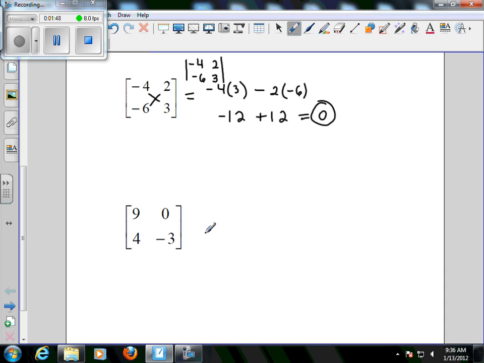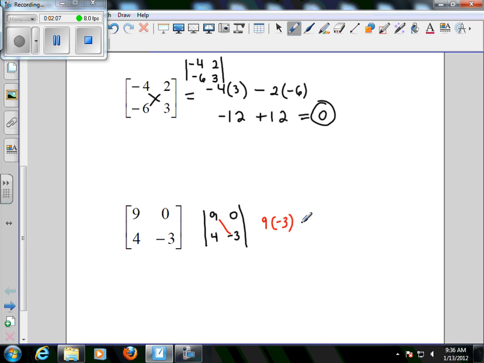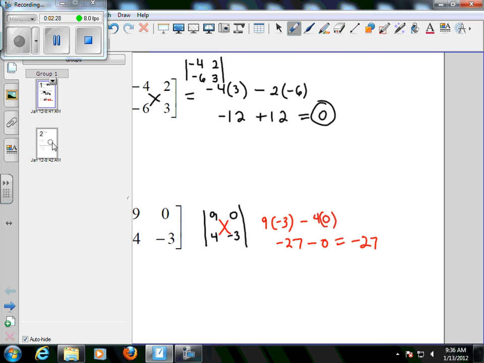Okay, so next one. If we have a 2 by 2 matrix with entries 9, 0, and 4, negative 3, to find the determinant of that, we're just going to cross just like before. So we're going to say 9 times negative 3 minus, cross the other way, 4 times 0. And so we end up with negative 27 minus 0, which gives us negative 27. Okay, so now let's move on to some larger matrices.